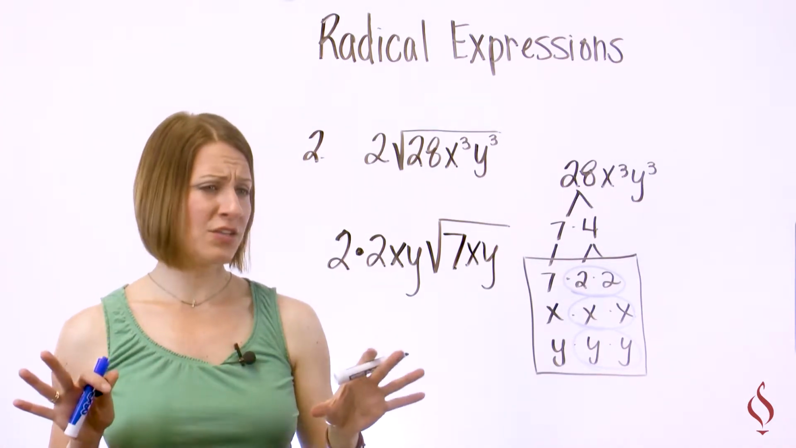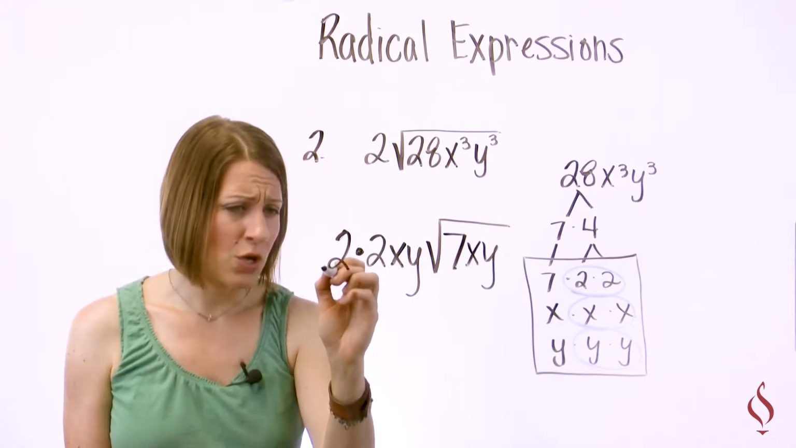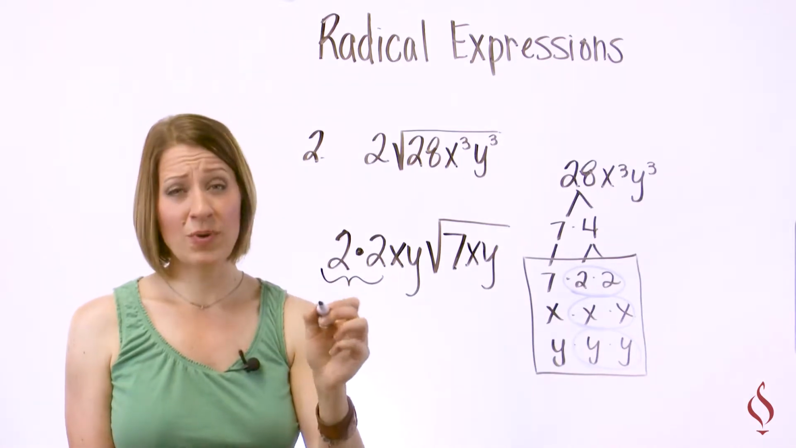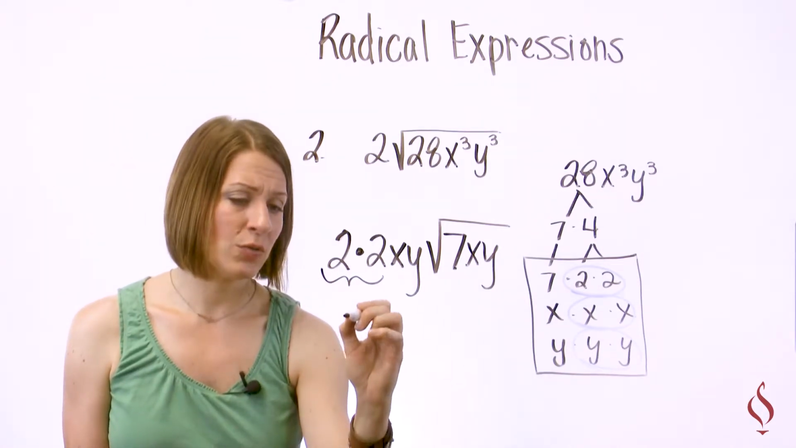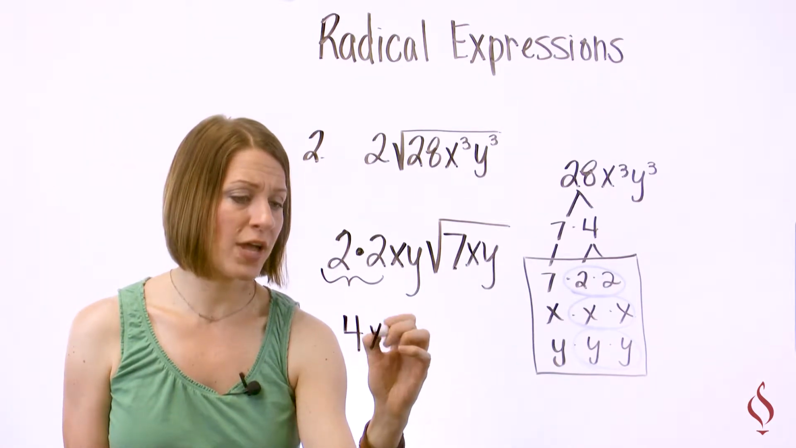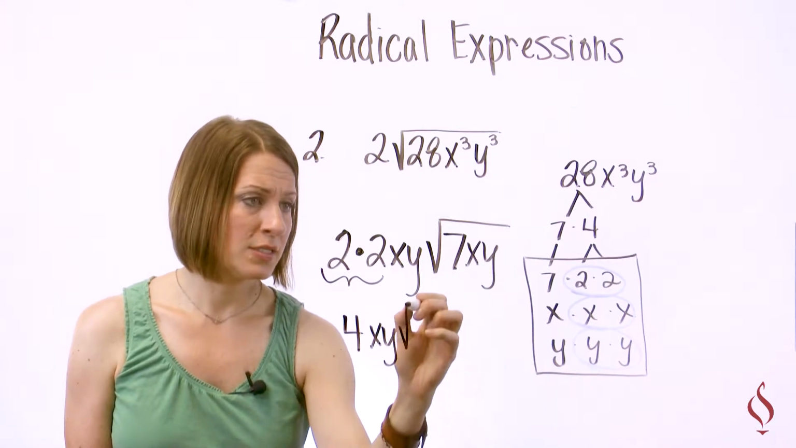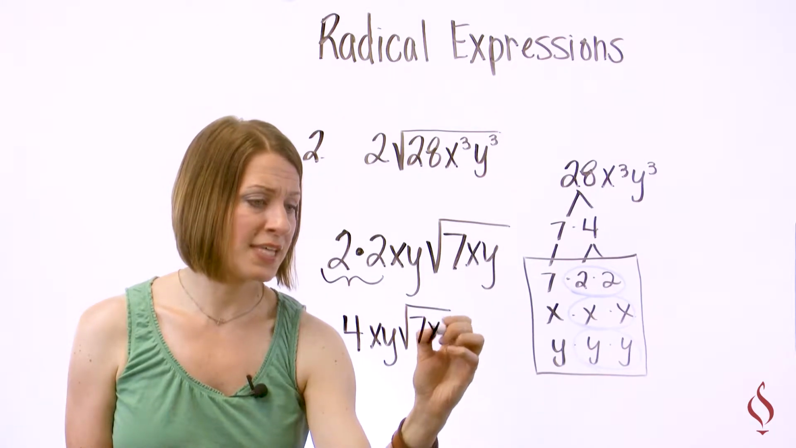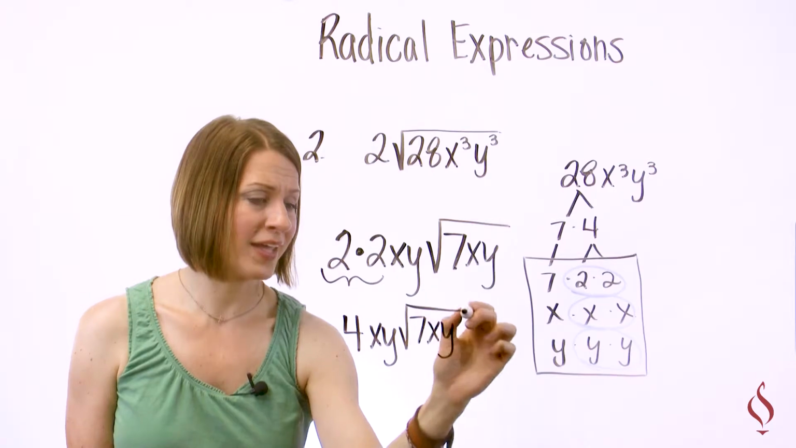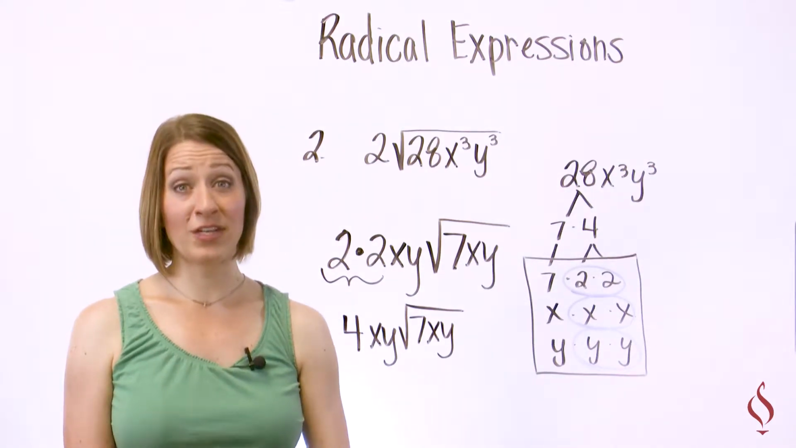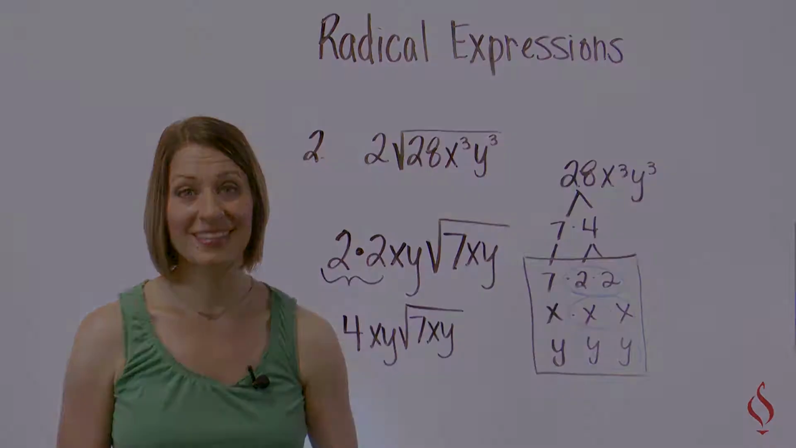And then the last thing you need to do to simplify this is multiply that 2 times 2. So you should have an answer of 4xy square root of 7xy. And that would be your final answer for this example.